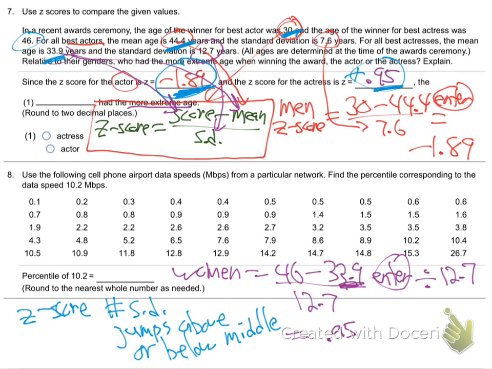So who's more extreme? The man who won the actor award this year. He's extremely younger than the average. So the actor, not the actress, is the more extreme value because the z-score is a bigger overall number. Even though it's negative, it's a bigger overall number. It's further from the middle, further from 0. That's a good way to say it, right? Here's 0, minus 1.89, and here's 0.95. The actor's age is further from the middle, further from average.